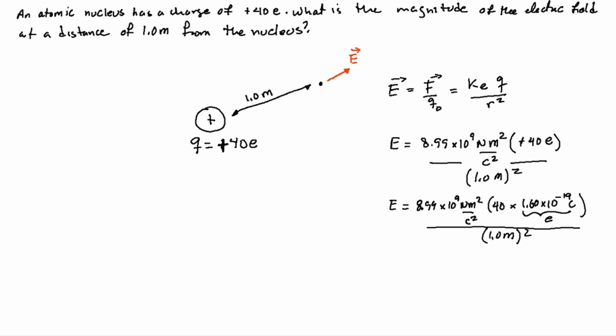So E would be, when we calculate this, 5.76 times 10 to the negative 8 newtons per coulomb. Newtons per coulomb. This would be the value of E in this case.